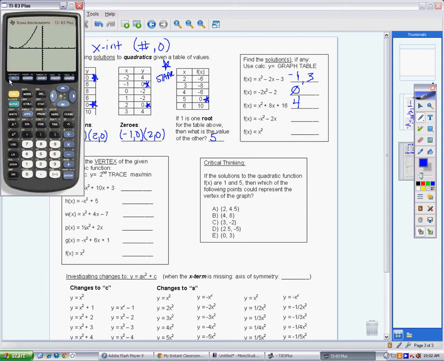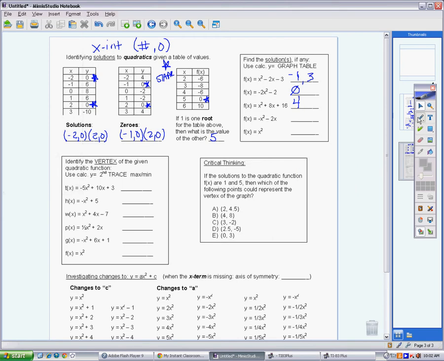And I'm going to go back up and do my next one. Negative x squared minus 2x. Press graph. And I see it touches at 0 and at -2.